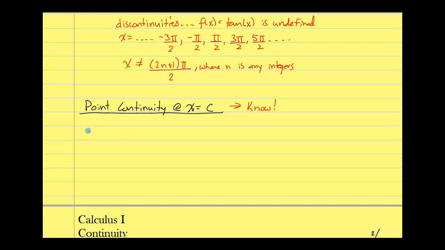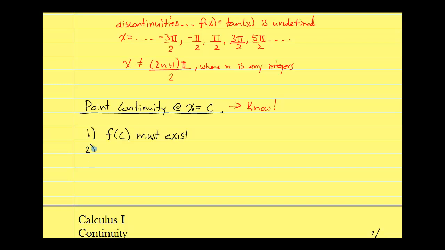Well, there's three rules that we want to keep in mind here. First of all, the function evaluated at that x value of c must exist. That means there cannot be a hollow point, there can't be a vertical asymptote, and the graph actually has to exist. So for instance, if I talked about the square root of x, if I talked about point continuity at x equals negative 10, that graph doesn't even exist at negative 10 because I can't take the square root of negative numbers. So the first rule of point continuity is the function must exist at that point.